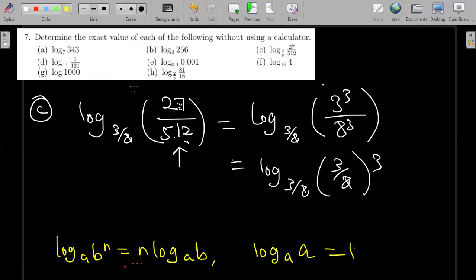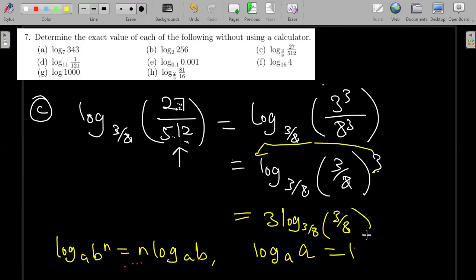Okay, and then from there, what do we see? We see that we can drop this 3 in front, right? Because it's the power now. So it will be 3 log 3 over 8 and then 3 over 8. So this will just be, remember this is just 1. So this will just be 3. So the answer there is what? 3.